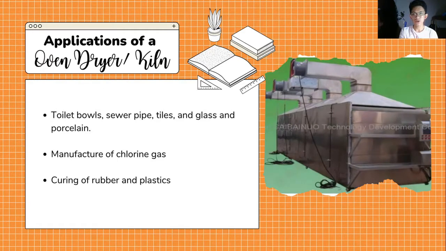Applications of an oven dryer or kiln: toilet bowls, sewer pipes, tiles, glass, and porcelain. It is also used to manufacture chlorine gas and for curing rubber and plastics. So here's a video showing how an oven dryer works.